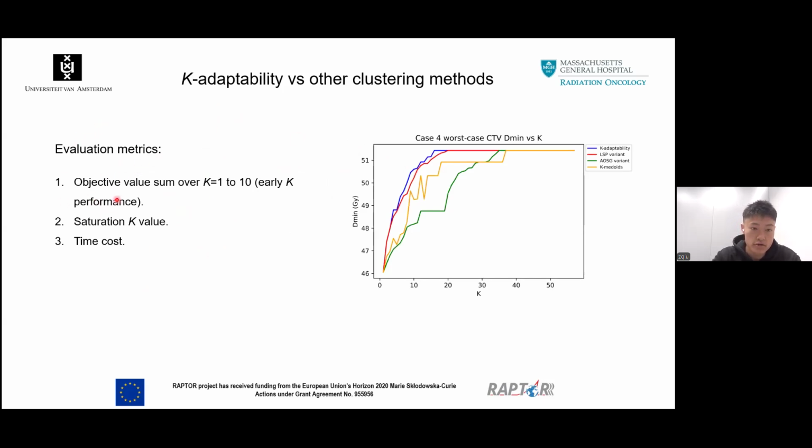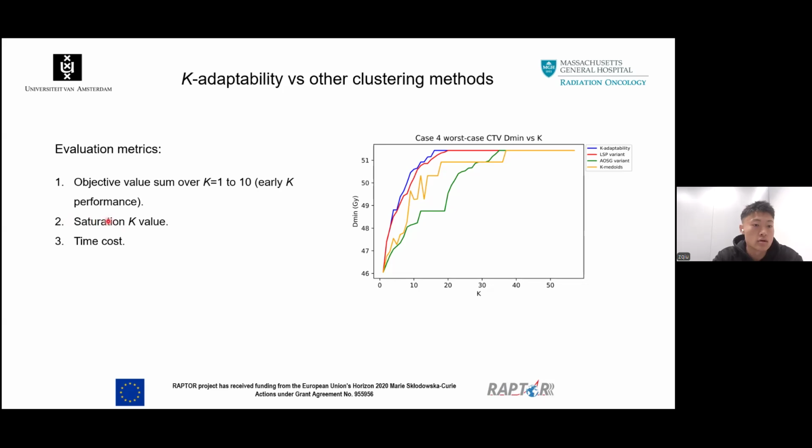And we look at 3 metrics. The first one is the objective sum over K equal to 1 to 10, so it will be the area under the curve. We look at this metric because it represents how good an objective a heuristic is in the early cases, because in the early cases we expect more fluctuation. In the later cases, the objective value goes to the maximum you can achieve anyway, so there's less fluctuation.